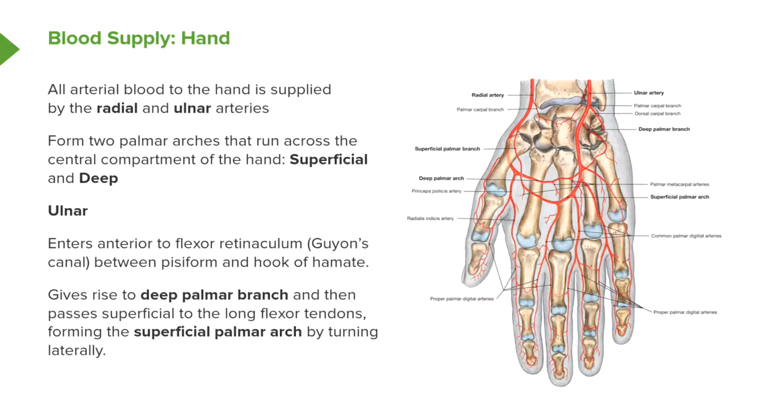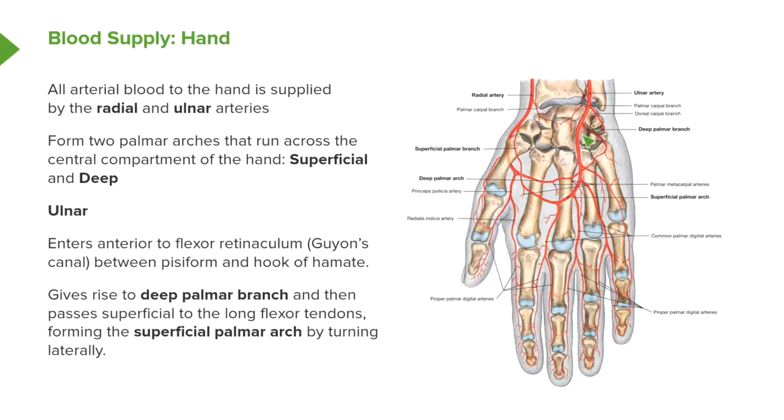If we just look at the ulnar artery first of all, we can see it enters anterior to the flexor retinaculum. Remember, it's running in Guyon's or the ulnar canal. It's running between the pisiform and the hook of hamate. It's running into the hand. We can see it's giving rise to its palmar and dorsal carpal branches here.